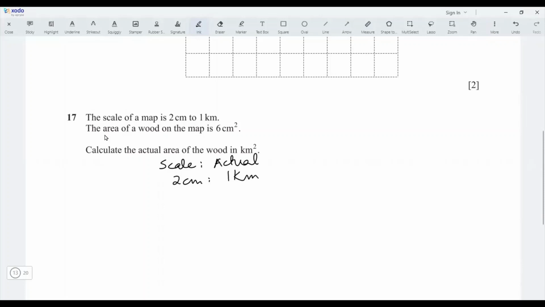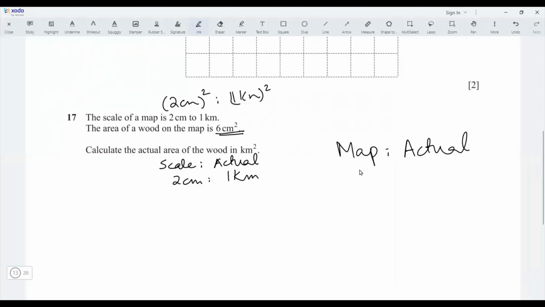But what is to be said in the next part: the area of the wood is 6 centimeters square. So we have to change the units for the scale into square. Means I can write separately here: map, ratio, actual. So we have to take the square of both sides in order to make centimeter square. So 2 squared is basically representing 1 kilometer square. 2 squared is 4, so we can write 4 centimeter square on the map, and on actual it is 1 kilometer square. So actually we have to find the actual area.